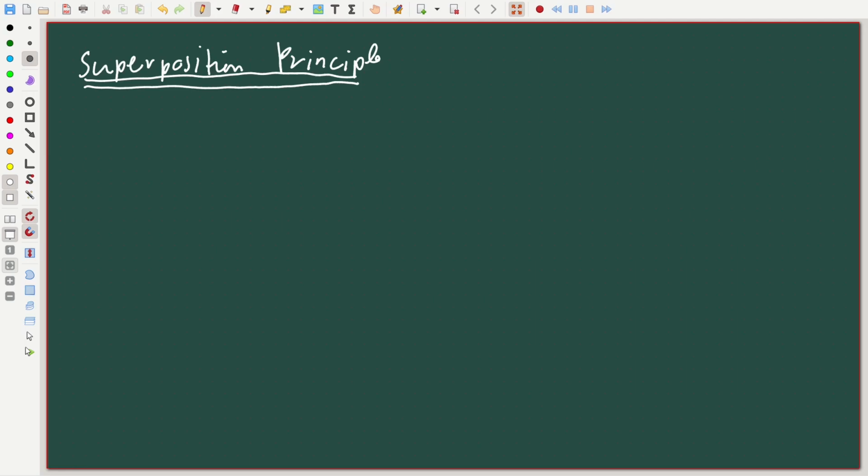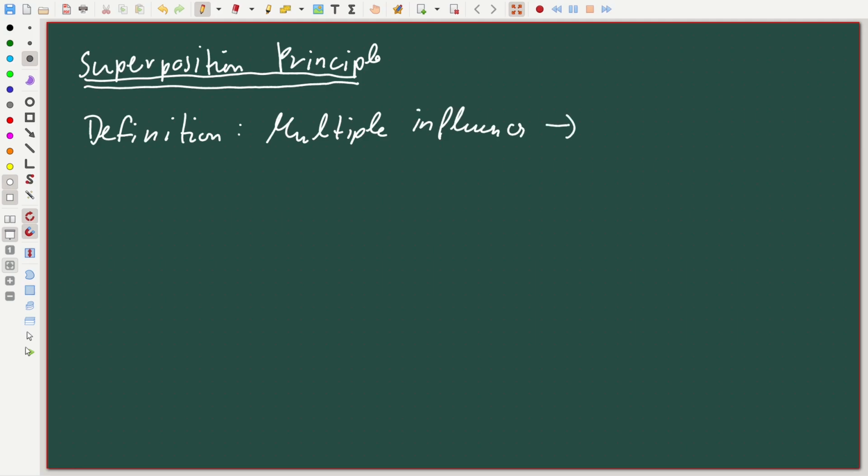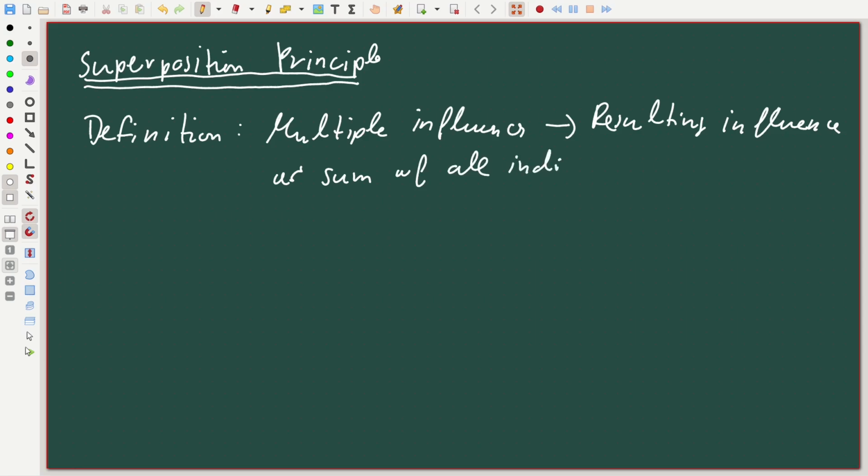And before we explain it with the help of examples, I would like to write down a simple definition. What it actually means is that we have multiple influences on a system. Then we can calculate the resulting influence as a sum of all individual influences.